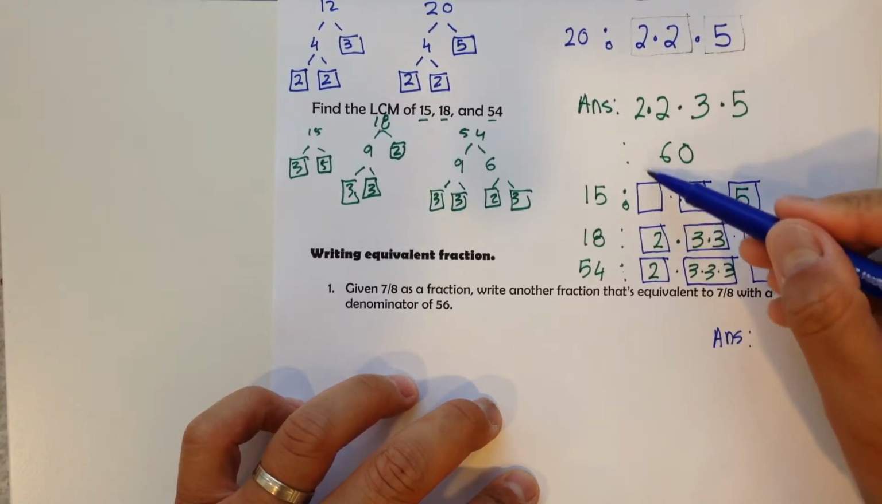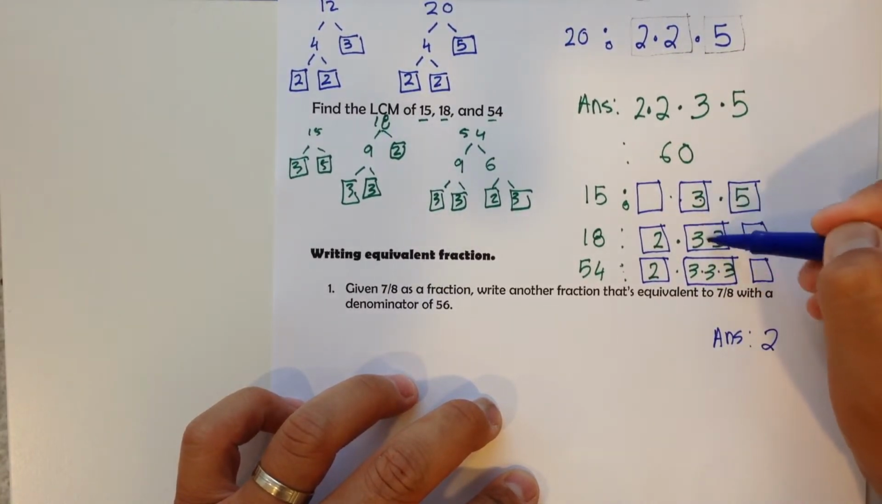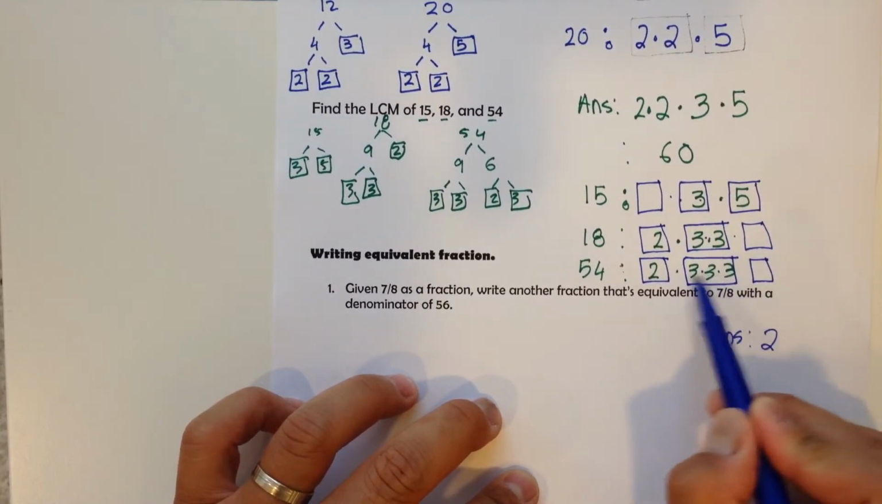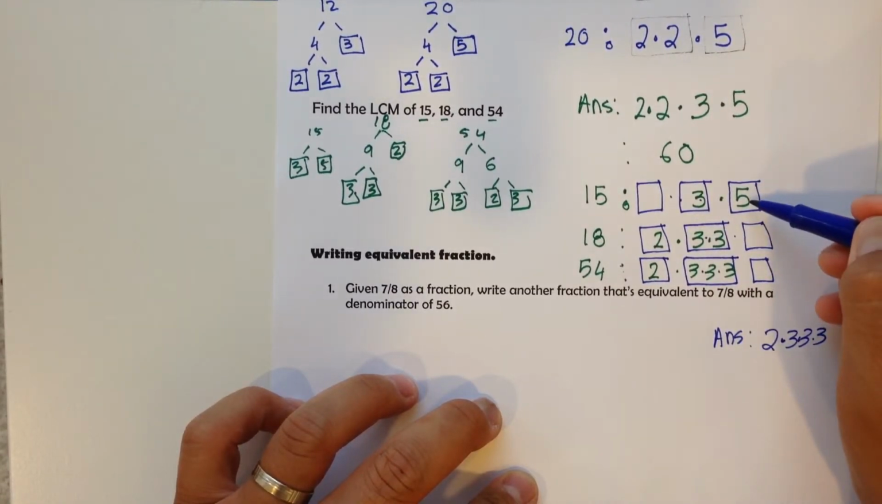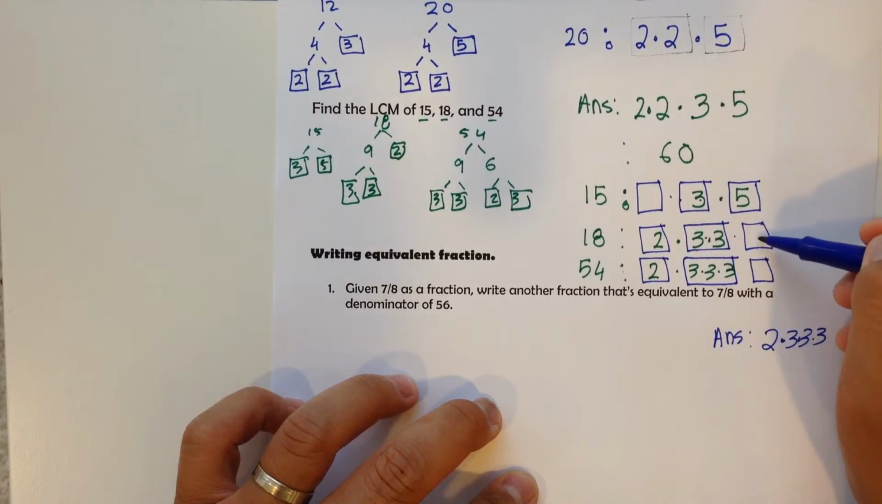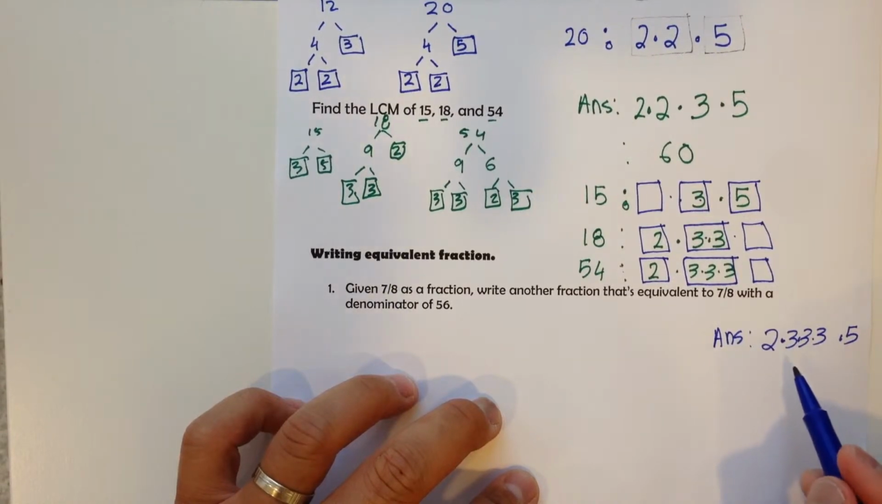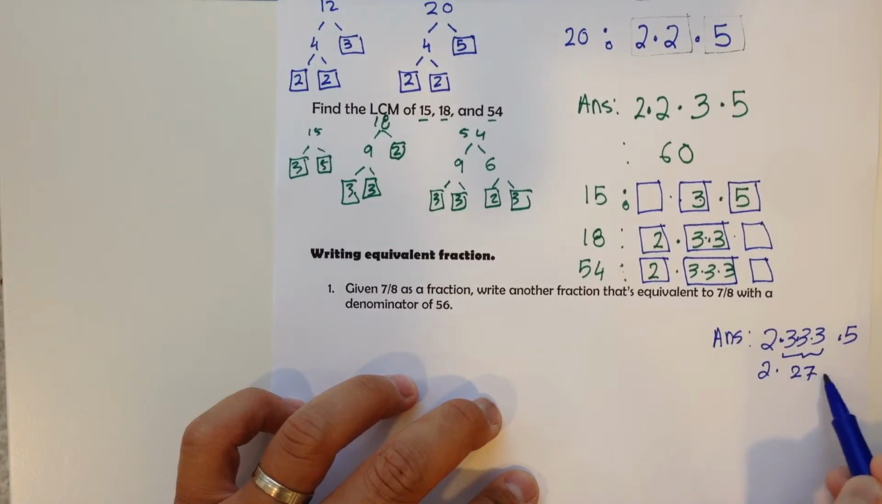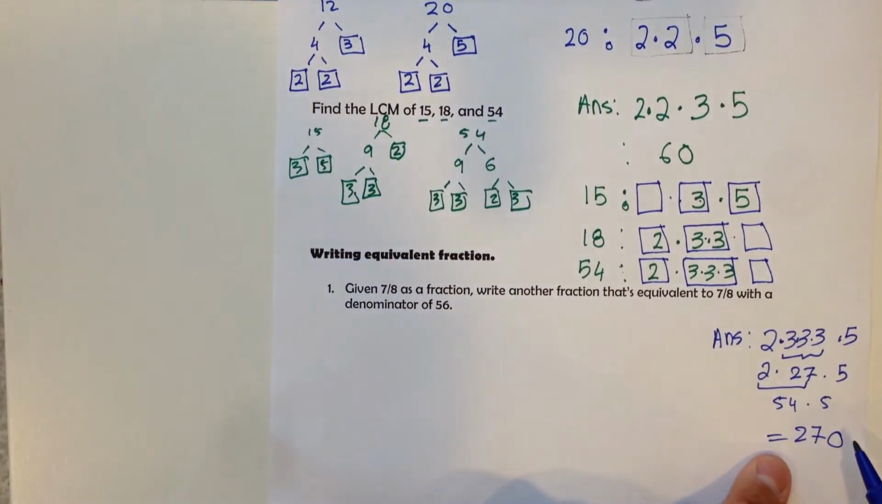So in the first group I get to keep a 2. In the second group, the one with the most repeated factor is the last one. It has 3 3s, so I will keep that one. In the last one, this is the guy with the most 5s. This one doesn't have any 5, this one doesn't have any, this one has 1 5, so I keep 1 5. Multiply these together, that is your least common multiple. So 2 times 27 times 5, 2 times 27 is 54, 54 times 5 is 270. So the least common multiple of 15, 18, and 54 is 270.